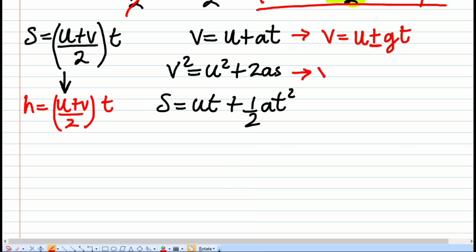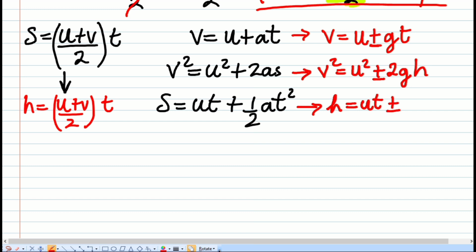For the next equation, it's going to be v squared is equal to u squared plus 2, acceleration due to gravity now is g, s is h. Again, plus or minus, which I've already explained the reason for this. Then finally, s, which is h, is equal to ut plus or minus again half, acceleration now is g, t squared.